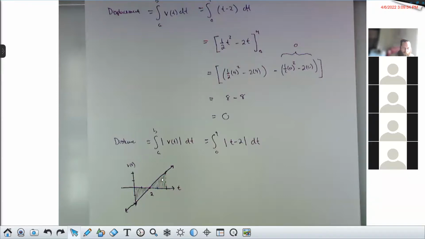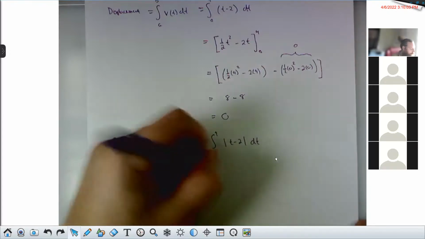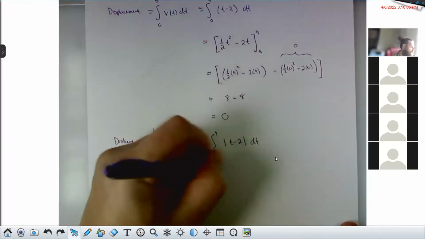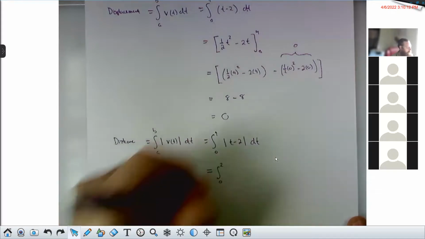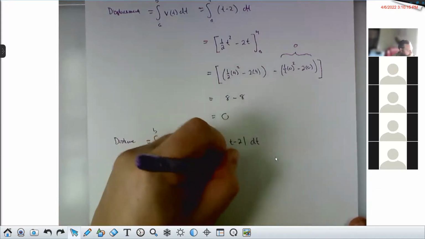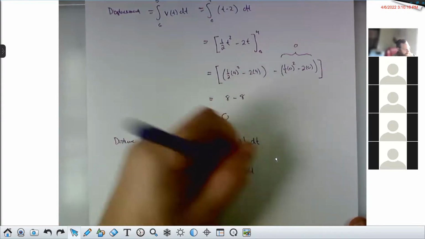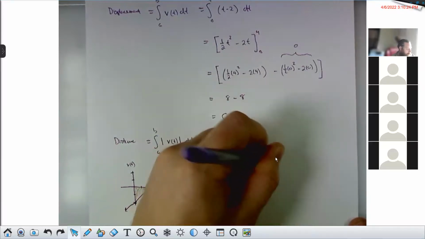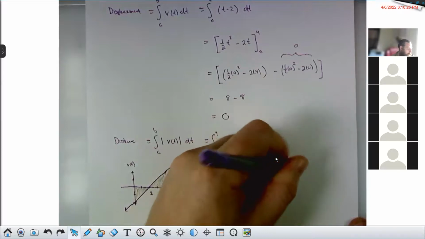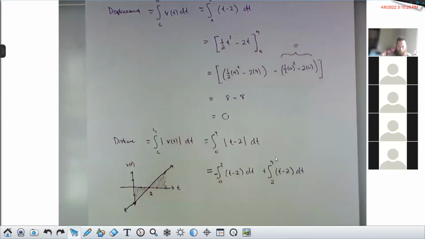We could compute this using geometry, but the point of this exercise is to get you practice handling these sort of things algebraically. So I'm going to do that. I split this up as the integral from 0 to 2 of the negative of this thing, so I'm going to put a negative out front here, t minus 2 dt, plus the integral from 2 to 4 of t minus 2 dt. So you split up the integral. Wherever the inside of the absolute value was negative, you negate the integral to make it positive.